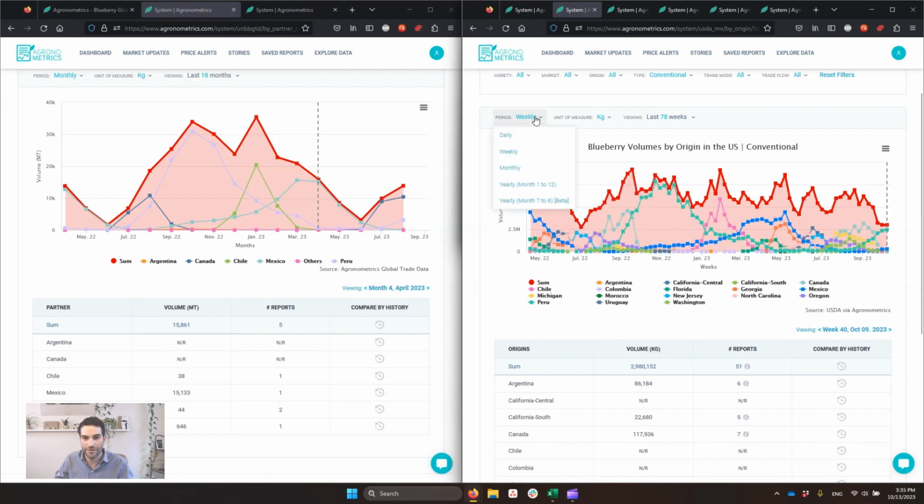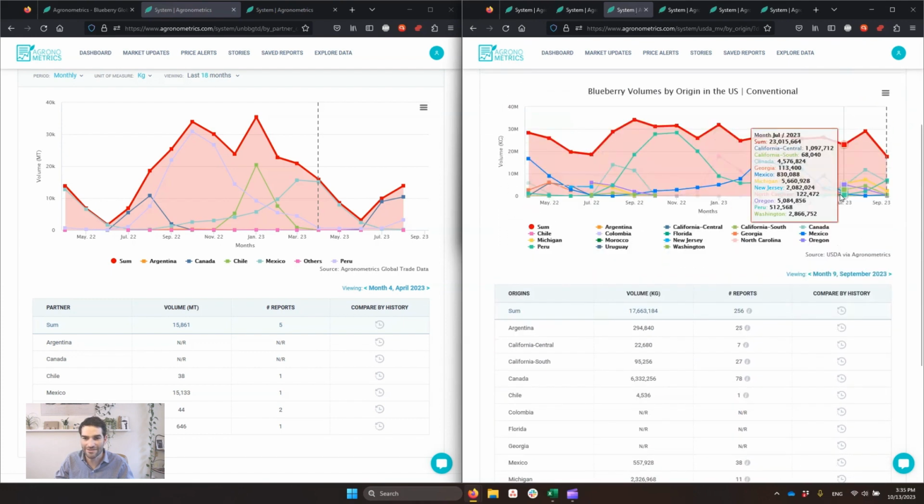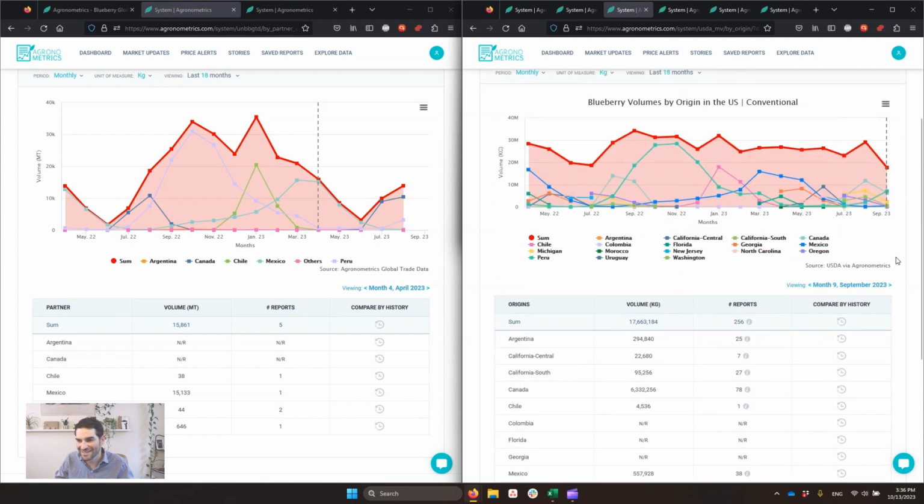We can do that by going to period and monthly. And voila, there we go. So now these charts start to look a little bit more similar. There's obviously a big difference. You have these big valleys in the global trade data that are just not present in the USDA data. And that's because the USDA data includes all of their local production. So we need to separate that out.